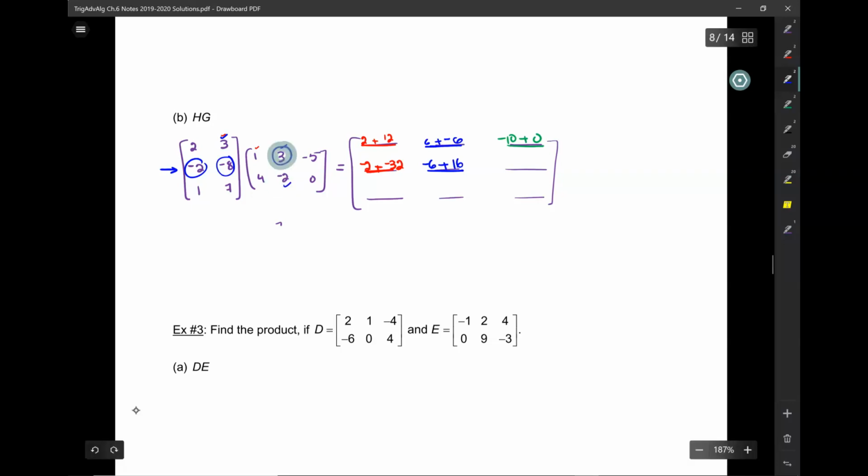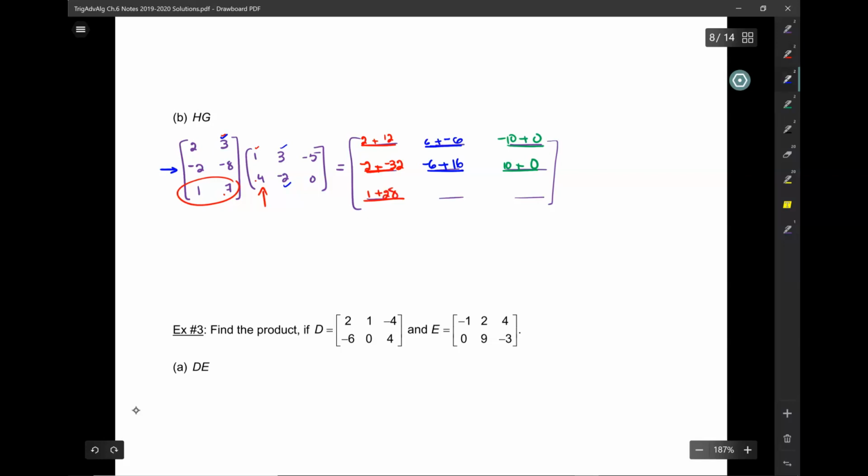All right, last but not least, I have row 2, column 3. Negative 2 times negative 5 is positive 10, plus negative 8 times 0 is 0. Last but not least, last row, I have row 3, column 1. 1 times 1 is 1, plus 7 times 4 is 28.